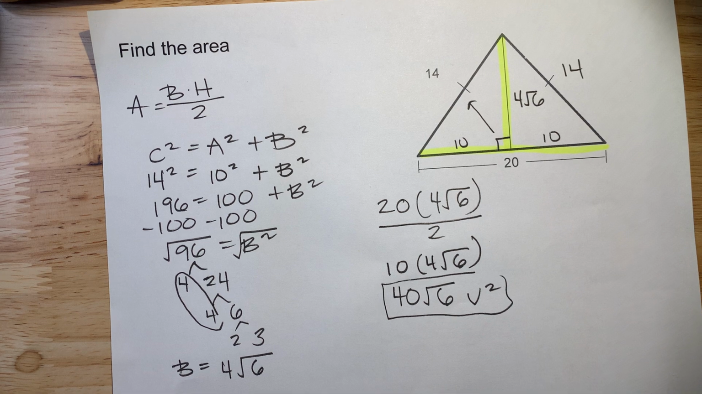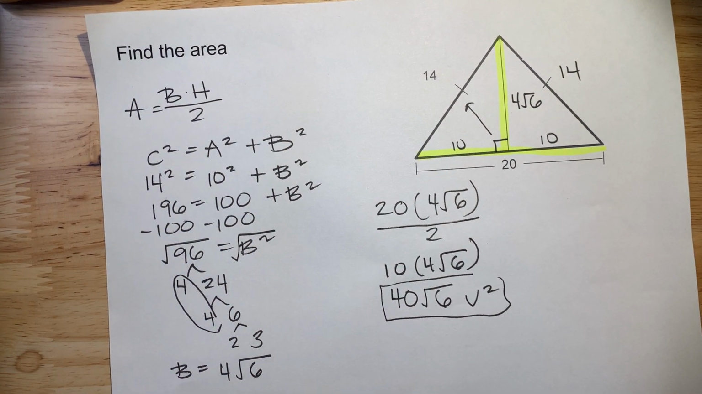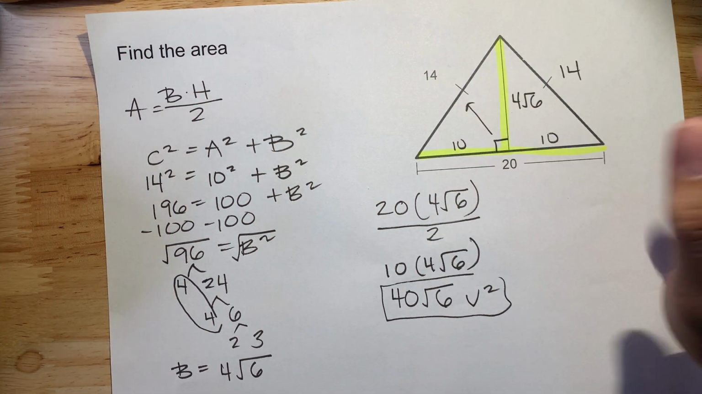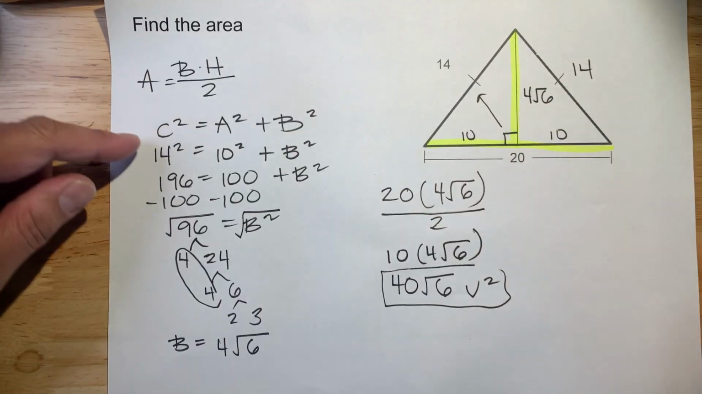So that's how you do it. If you have a triangle and you don't have the base or the height, but you have one of the two, try to get a right triangle from there to get the other one using the Pythagorean theorem.